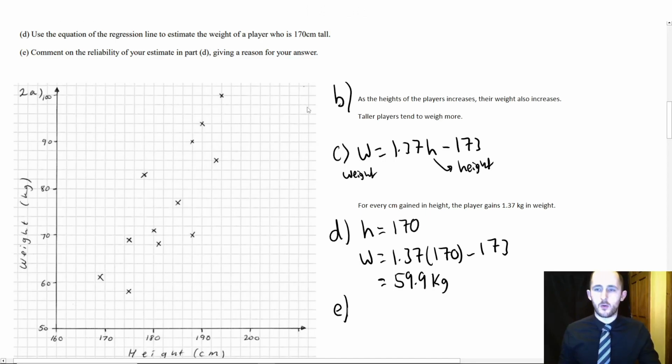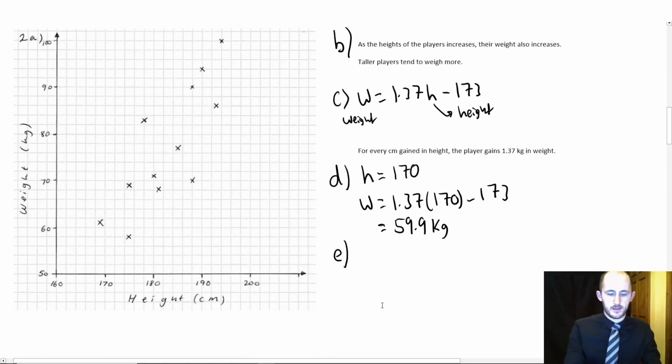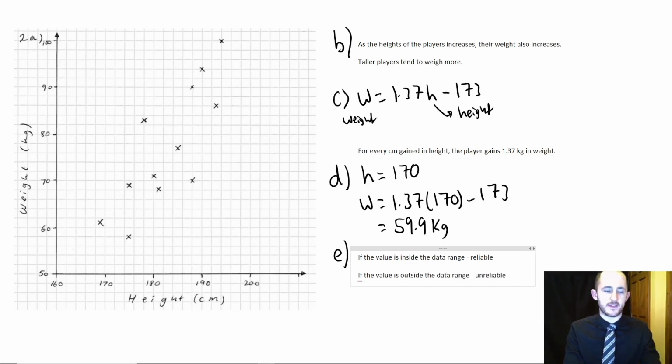So this is a question that they're always going to ask you in A-level statistics, is comment on the reliability. So all you have to do is, this isn't the answer, this is just going to be some notes. If the value is inside the data range, it's reliable. If the value is outside the data range, unreliable. That's all you have to say.